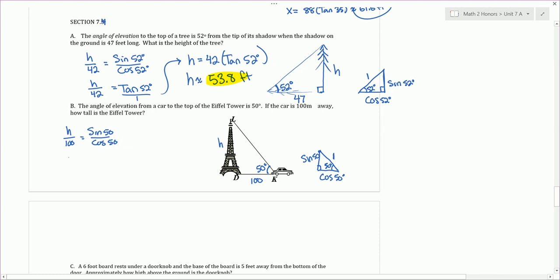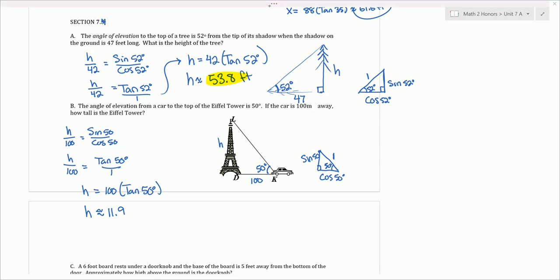which is the tangent of 50 degrees like we saw in part A here. So height over 100 is the tangent of 50 degrees over 1. If you cross multiply, you end up with h times 1 equals 100 times the tangent of 50. So the height is, multiply this together, 100 times the tangent of 50 degrees, and we get approximately 11.9 meters.